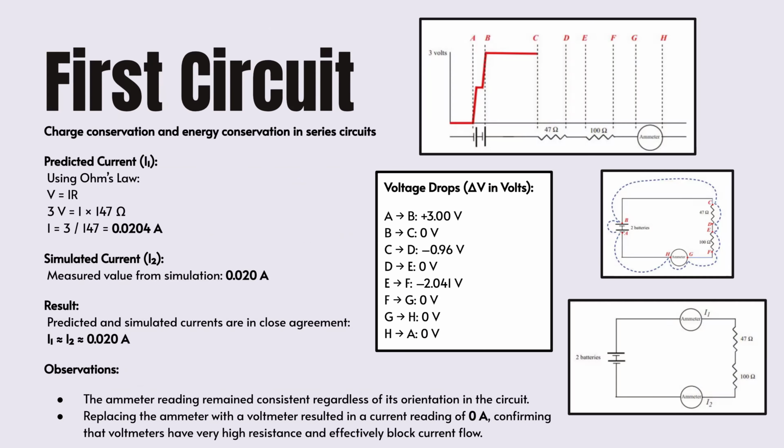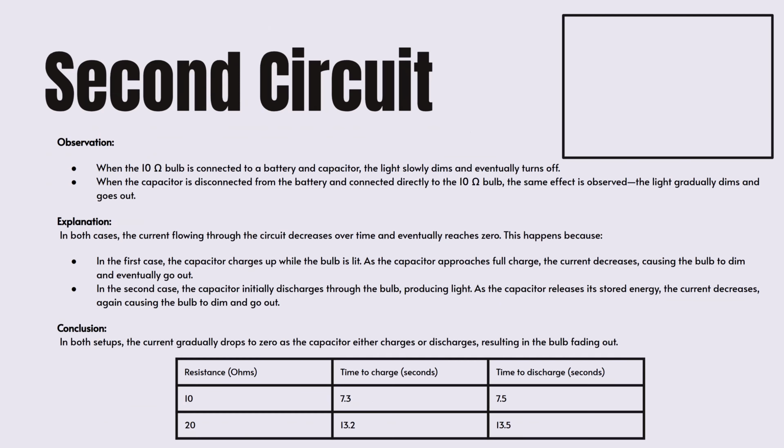So for the first circuit, I calculated the current using Ohm's law, based on just the laws. And then within the virtual lab, I found the simulated current, and I saw that the ammeter reading remained constant regardless of its orientation in the circuit, and replacing the ammeter with a voltmeter made a current reading of 0 amps. So this means voltmeters have very high resistance and block the current flow.